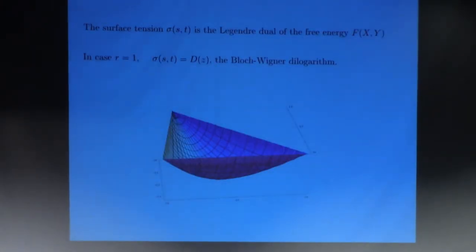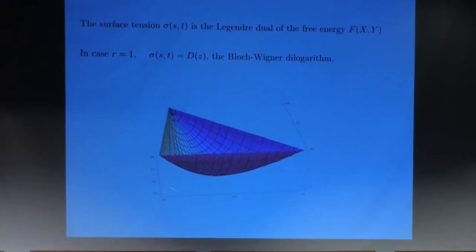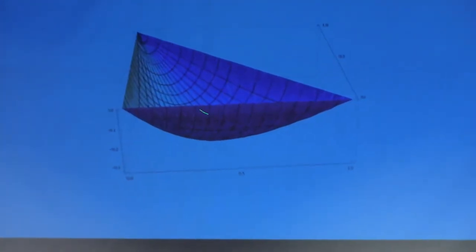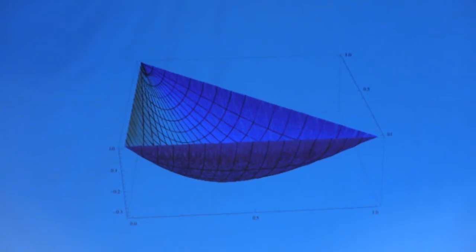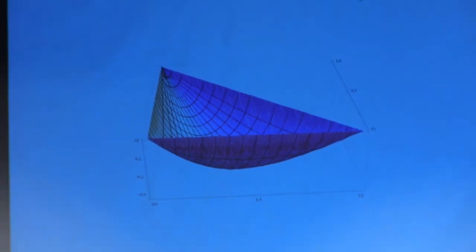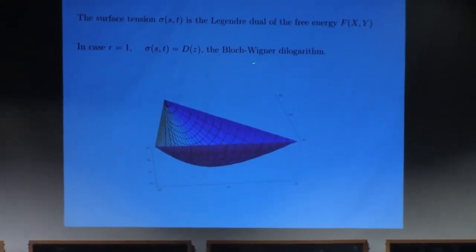Okay, and if you do that integral, which Gerard asked about, and you happen to know the value somewhere on the boundary, then you can compute it everywhere, and well, there it is. The interesting thing is that the integral does not give you some elementary function. It involves a dilogarithm, some variant of the dilogarithm function, if you know what that is. But anyway, there's a plot of that function, a function of S and T, which gives you the surface tension as a function of S and T. It's a nice concave function.